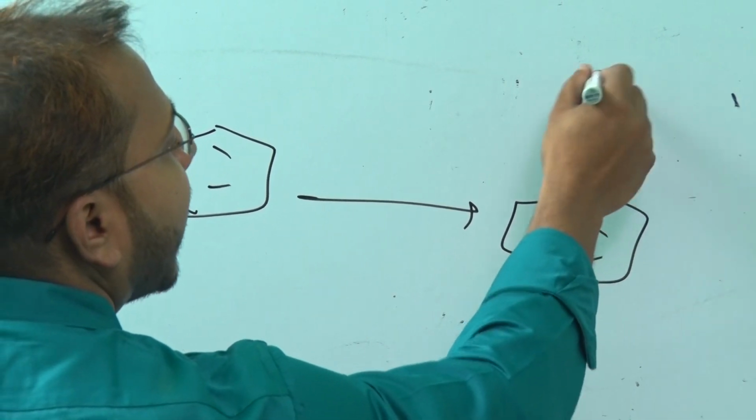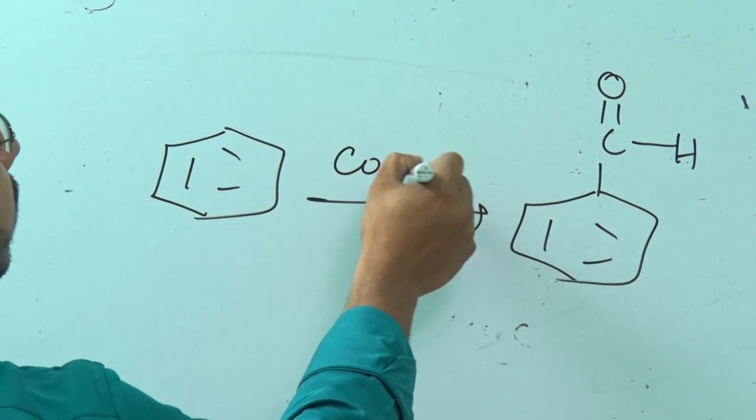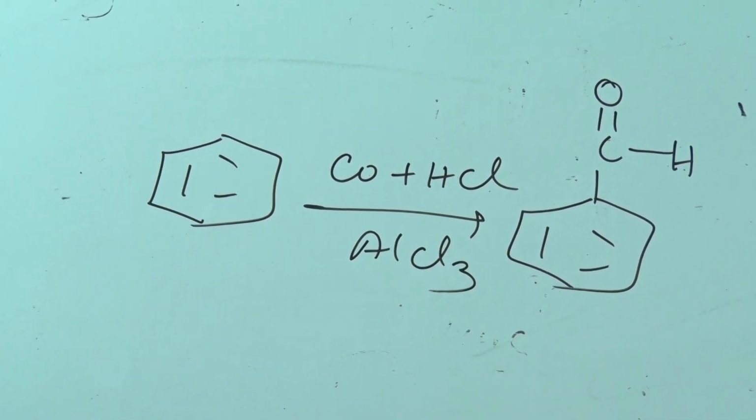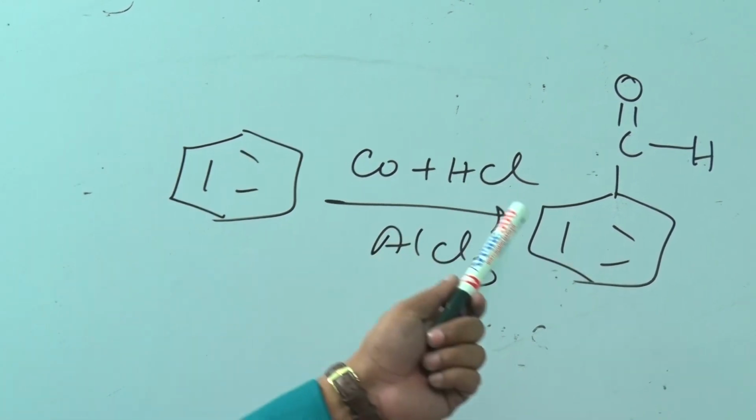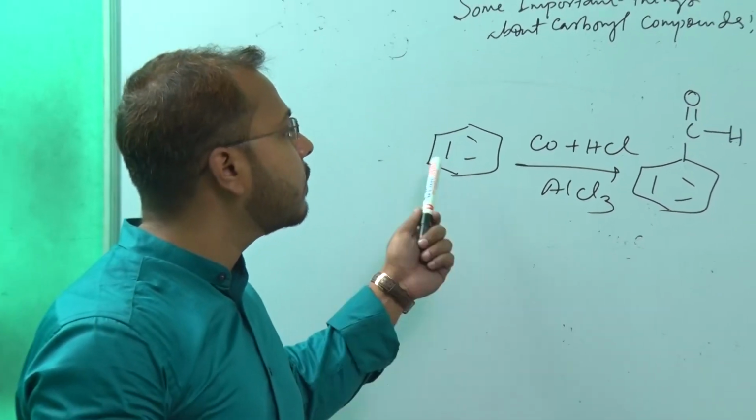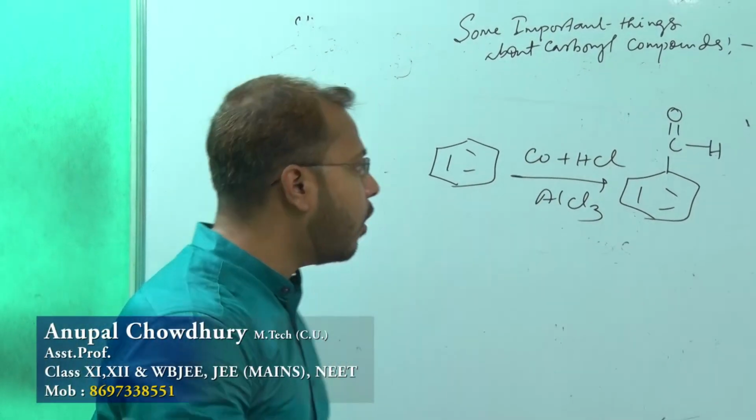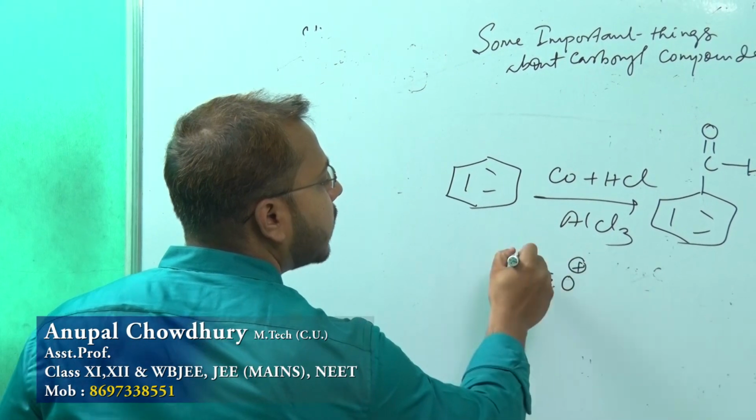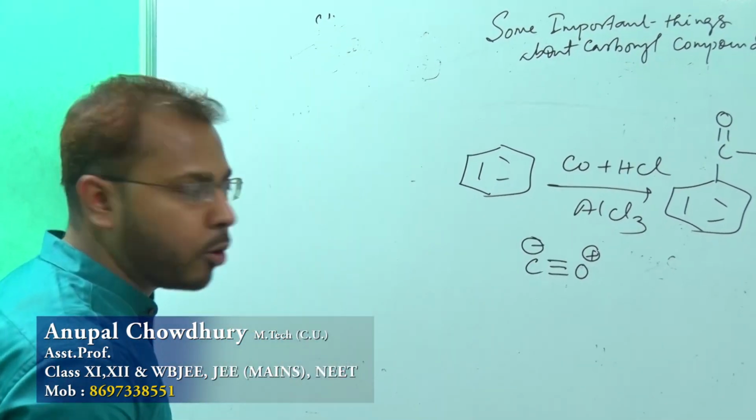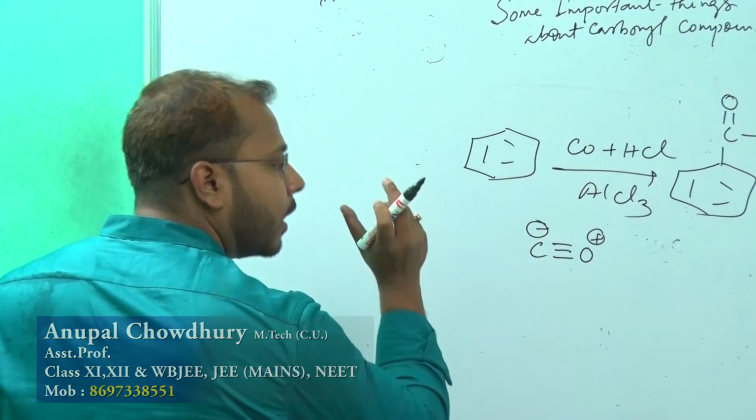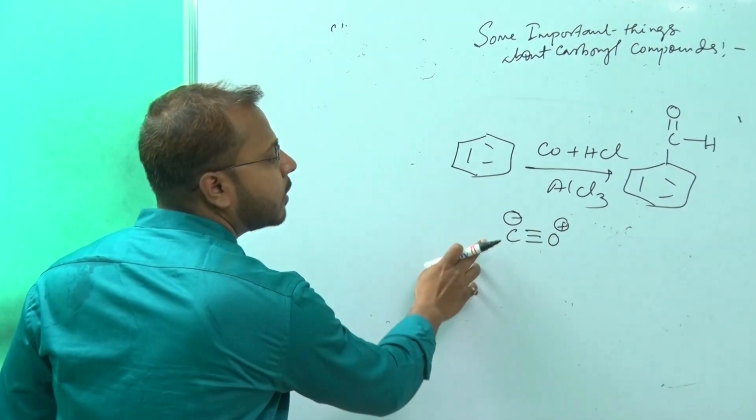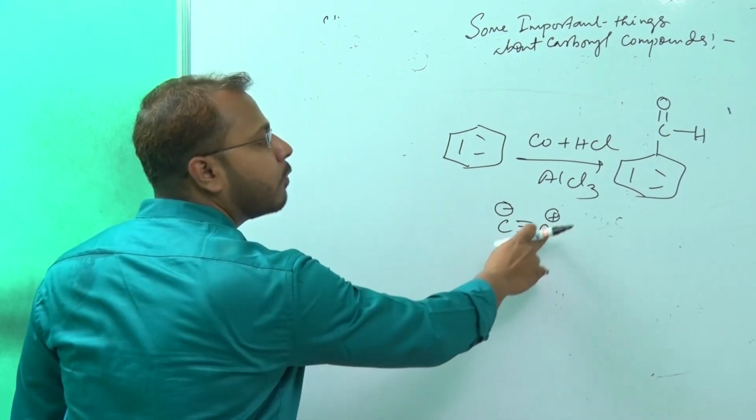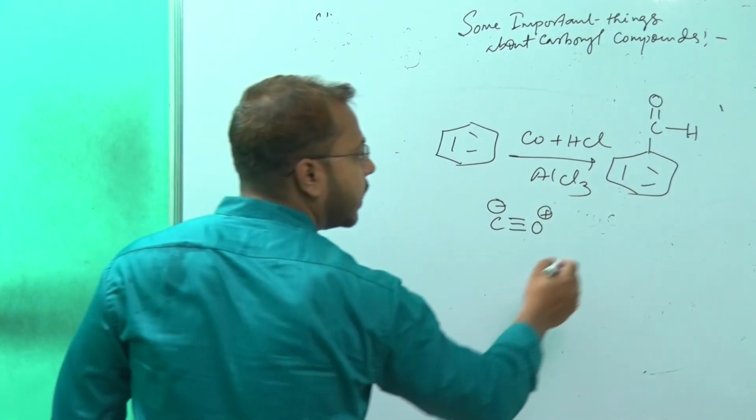If we understand the mechanism part, then no problem; otherwise we will have to memorize. Okay. If carbon monoxide, HCl, and anhydrous AlCl3 are given to benzene, it will form benzaldehyde. How? That is CO, carbon monoxide. Very reactive, because it is very unstable, as the less electronegative atom will have a negative charge and the more electronegative will have a positive charge.